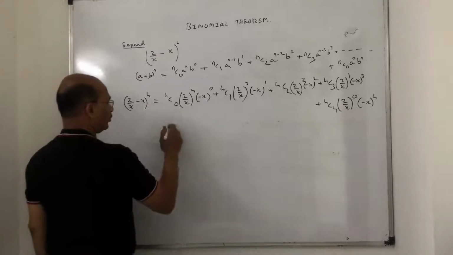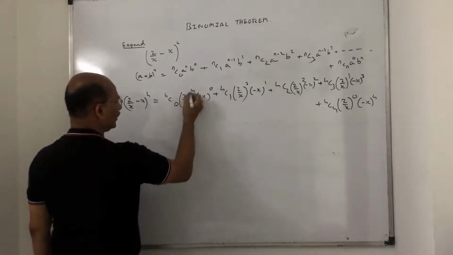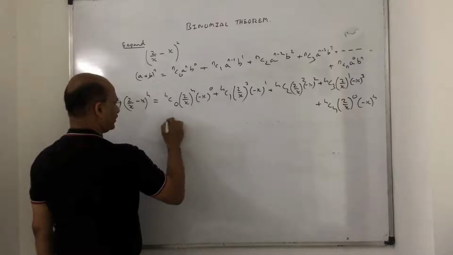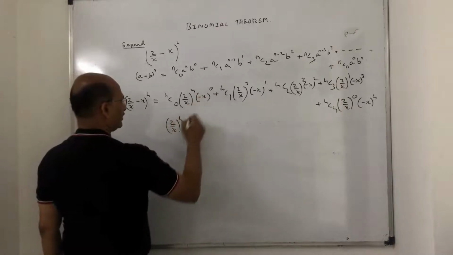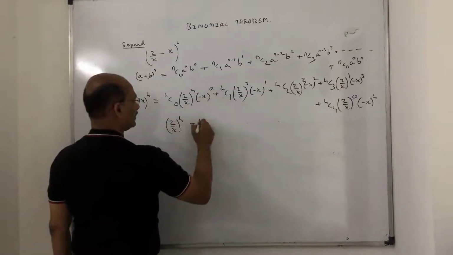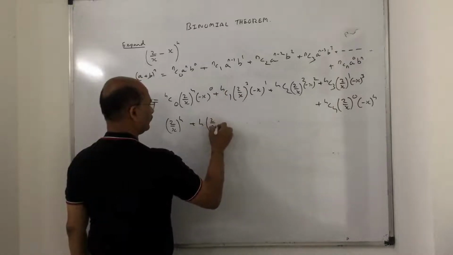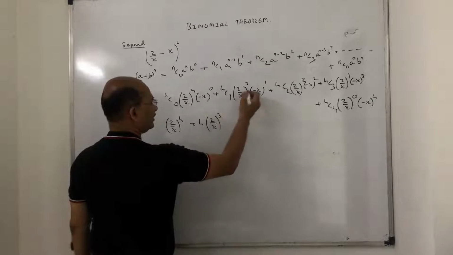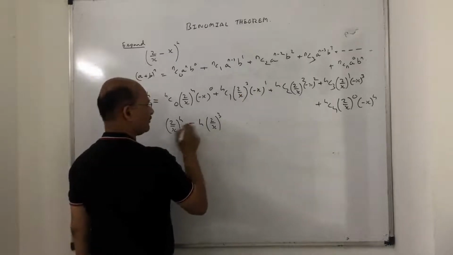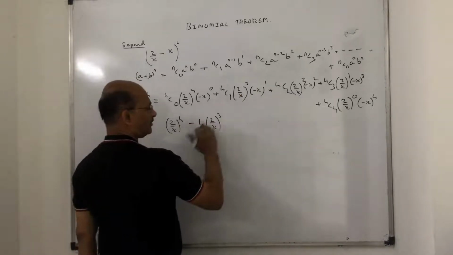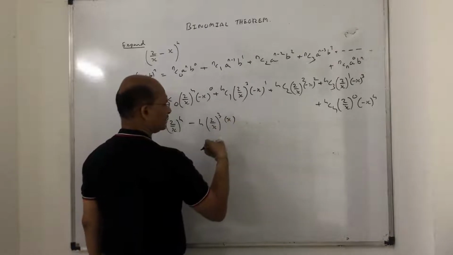So 4c0 is 1. So 2 raised to 4, 2 upon x raised to 4, minus x raised to 0 is 1, plus 4c1 is 4, 2 upon x raised to cube, and this is a minus sign, raised to odd number will become minus. That's why I said plus or minus will become. So this is x. Remember this.